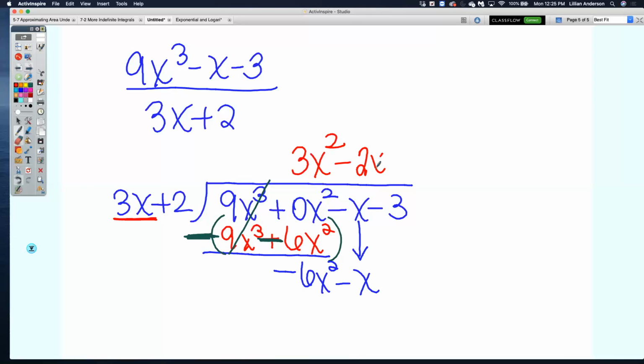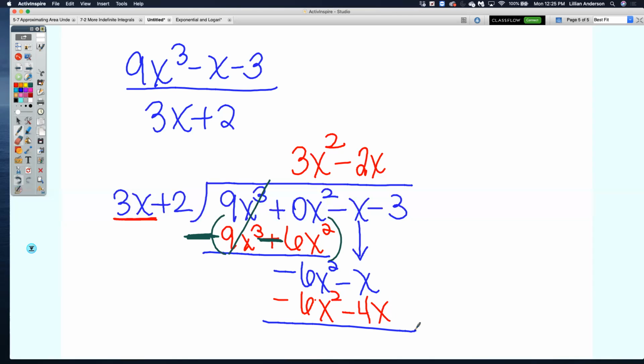Negative 2x. And just so you know, I line my stuff up. You don't have to necessarily do this. I just line up x squared with x squared, x with x's, which makes things a little nicer, a little neater. Then I multiply. This gives me a negative 6x squared minus 4x.